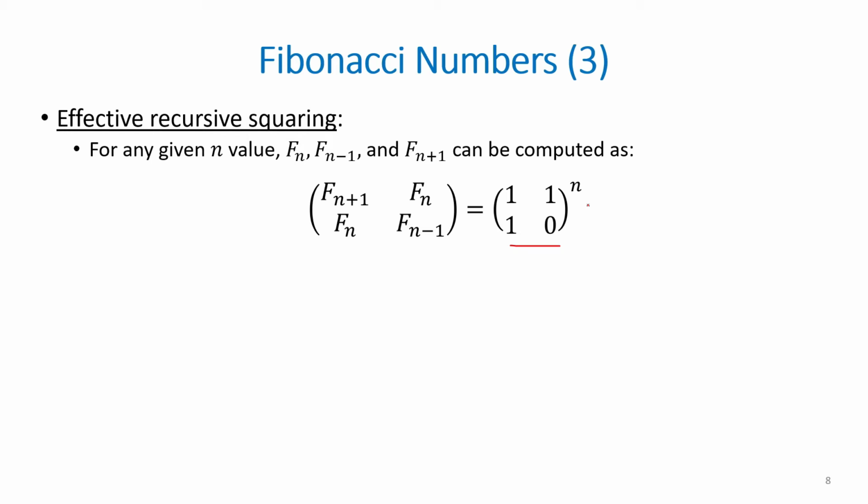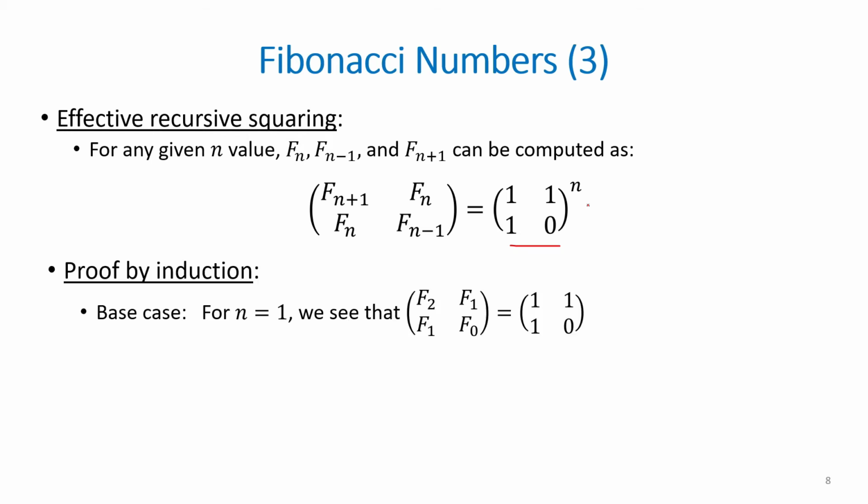So now let's try to prove this theorem. We use proof by induction. For the case when n is equal to 1, which is our base case, we just have to plug in n equals 1 over here. And we see actually this is true. f of 0 is 0, f of 1 is 1, and f of 2 is 1.